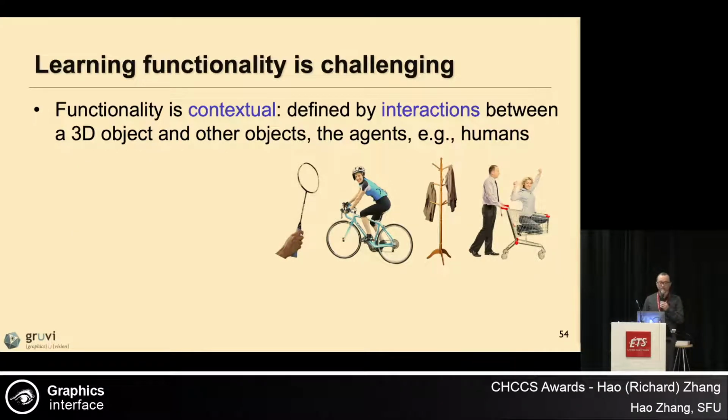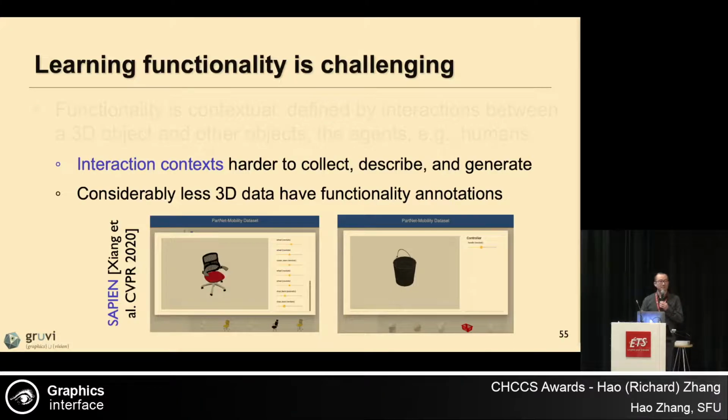So learning functionality is quite challenging. It's contextual, right? Functionality cannot be understood just by looking at a single shape. You actually need to see the usage scenarios. So from a data preparation perspective, you need to have the right data. And defining functionality in terms of a descriptor is also difficult. You need to have interaction, you need to have contextual information. So recently there have been some attempts at coming up with data sets. Manolis's talk probably will highlight more of these efforts.